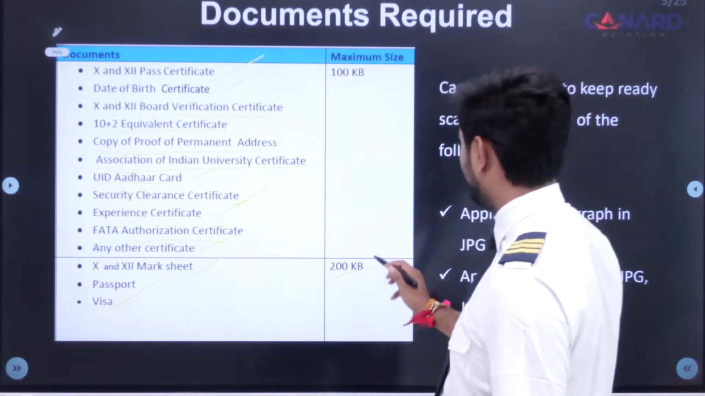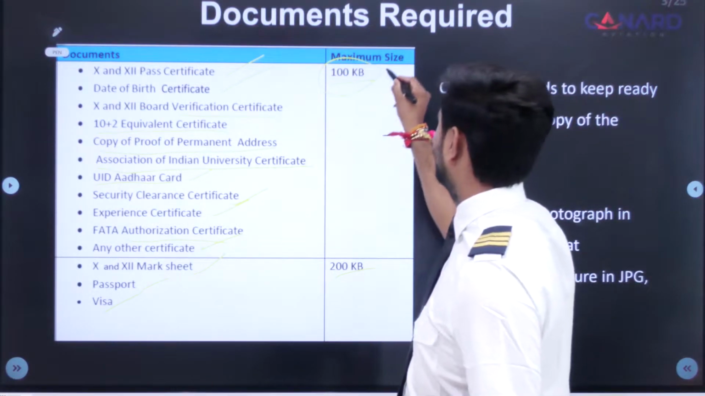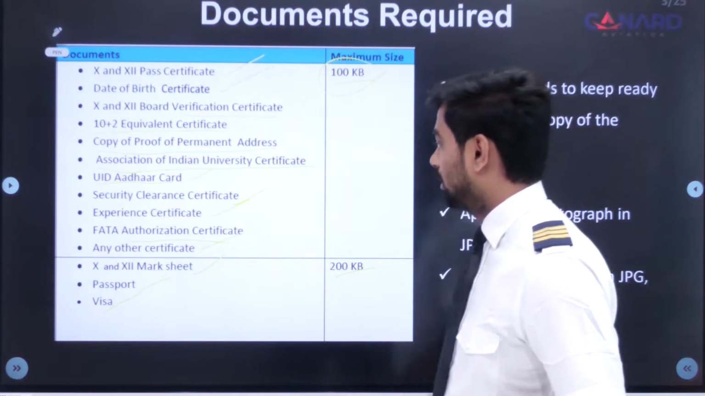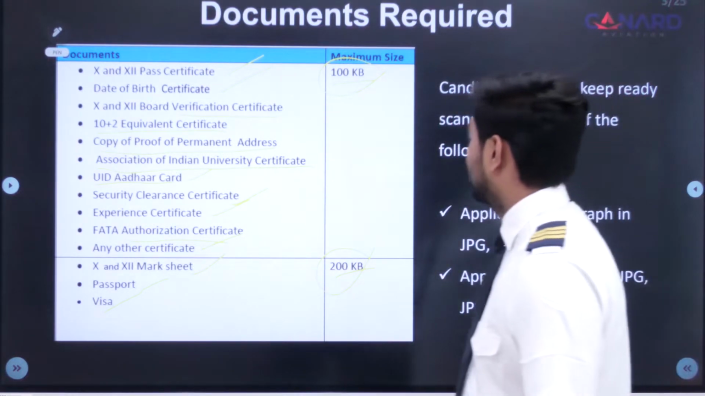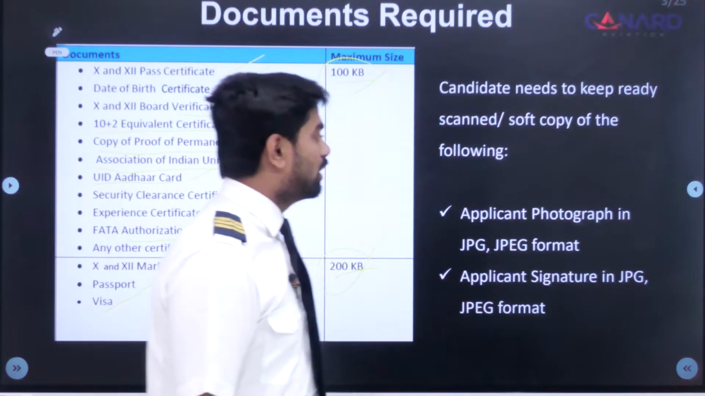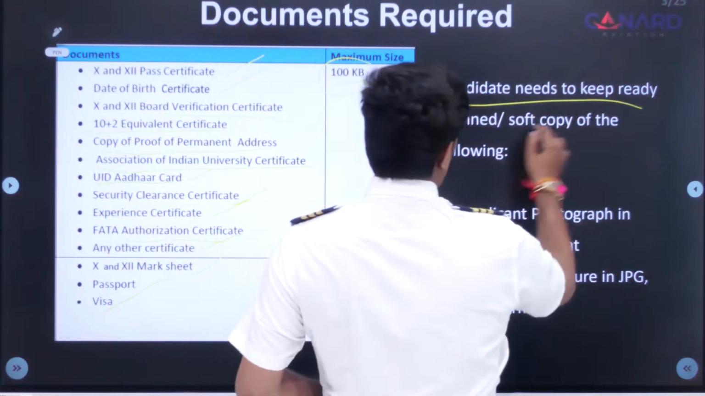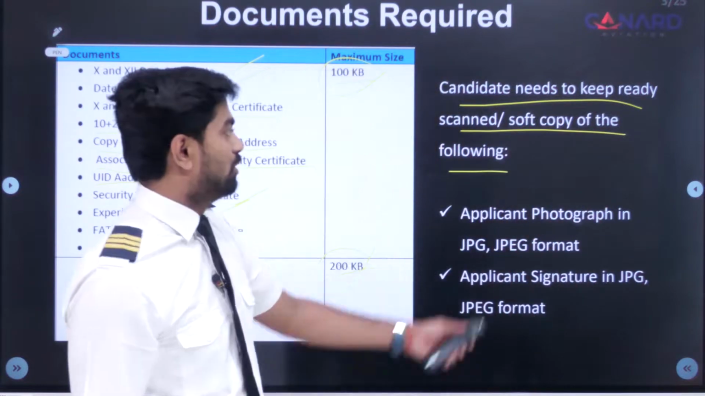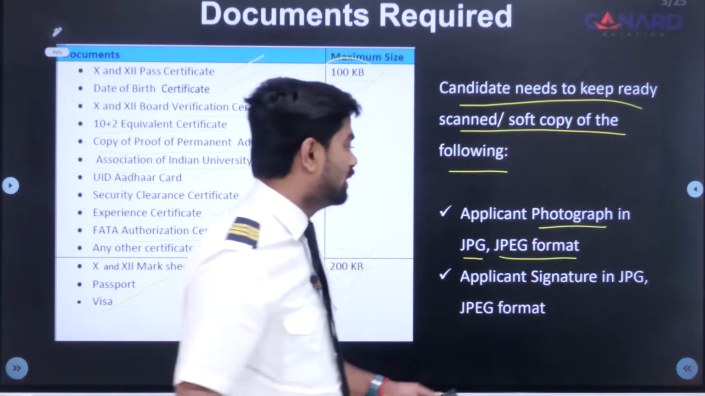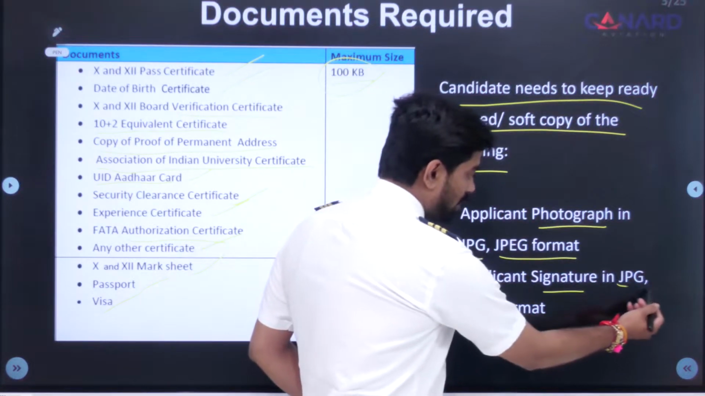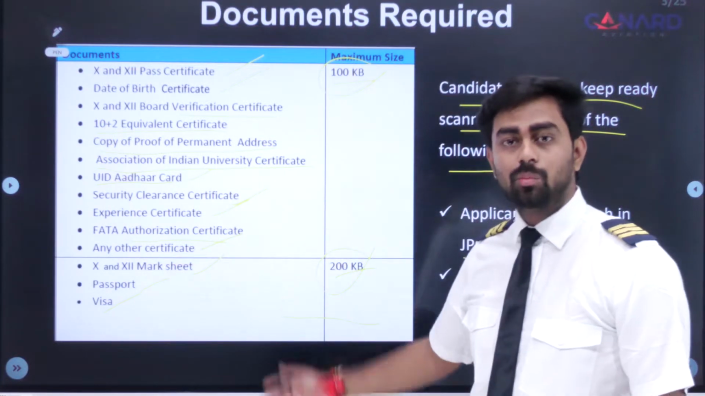You have to upload them to the site of the DGCA. Maximum size allowed for these documents is 100 KB. For the rest three, it can be up to 200 KB. And for the photographs and signature, there are special rules. The candidate needs to keep ready a scanned soft copy of the following. Your photograph would be required in JPG format, and your signature as well would be required in JPG format. The rest can be in PDF format.